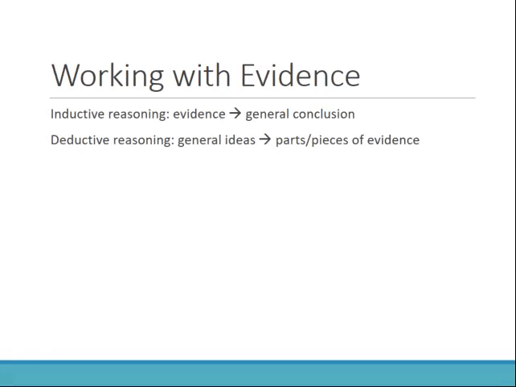Deductive reasoning, we go from general ideas to parts or pieces of evidence. So we might use deductive reasoning to present our thesis and break it into supporting evidence. And so you need to be able to switch back and forth. Are you making general conclusions from evidence, or using some kind of general ideas to break up the evidence that you've got?